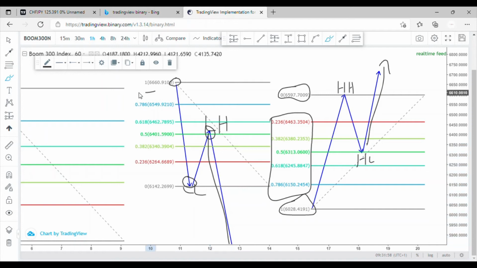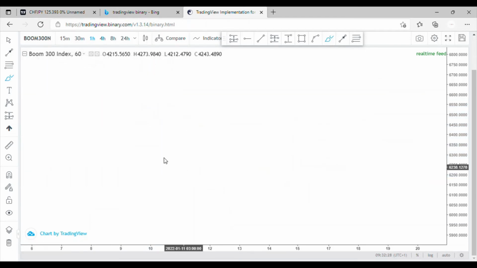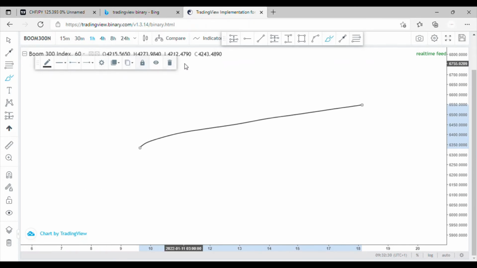So these areas are areas of retracement. So here's the advanced part. How will I know that the price will turn there? Guys, this is the advanced part. Let's get right into it.